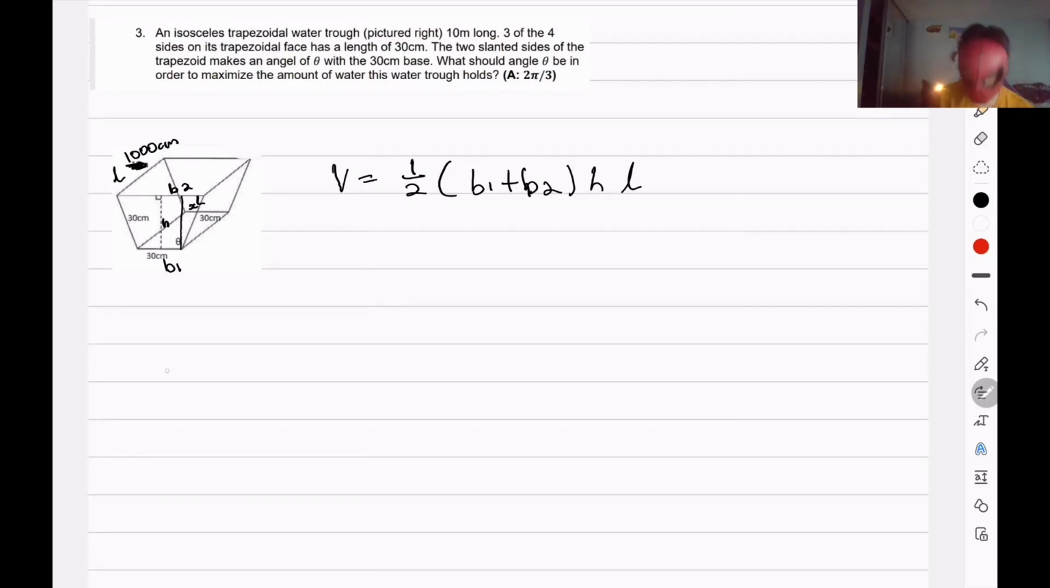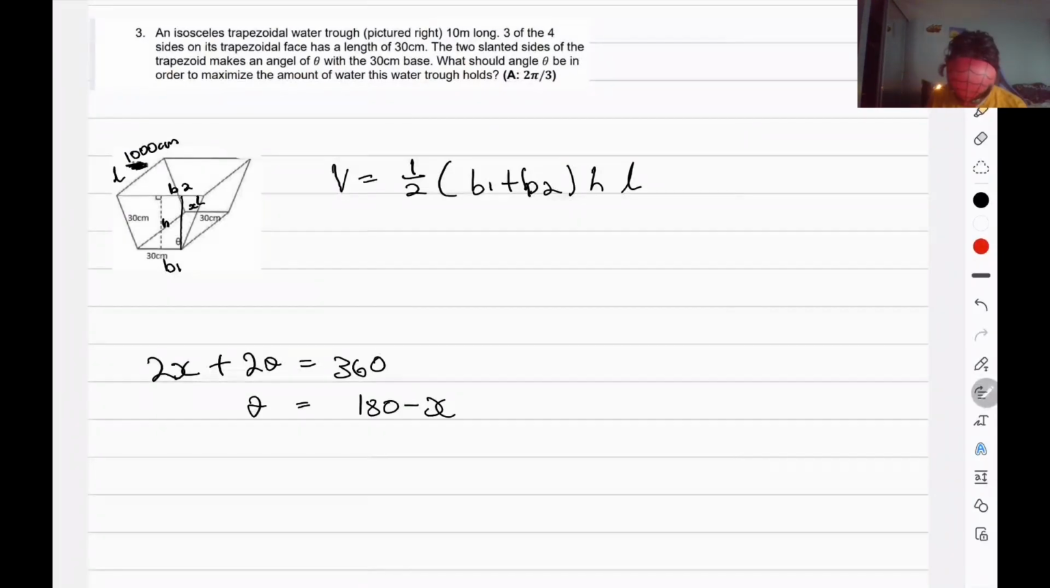All the angles in a quadrilateral have to add up to 360 degrees. This trapezoid face is a quadrilateral, so 2x plus 2 theta is equal to 360 degrees, since this is also theta, and this is also x. So basically theta is equal to (360 minus 2x) over 2, which is 180 minus x. So this is the relationship between theta and x.